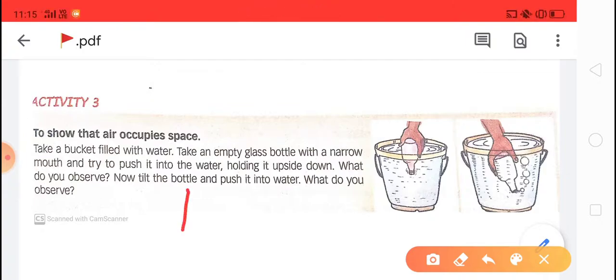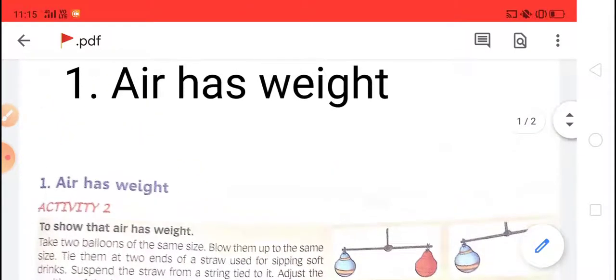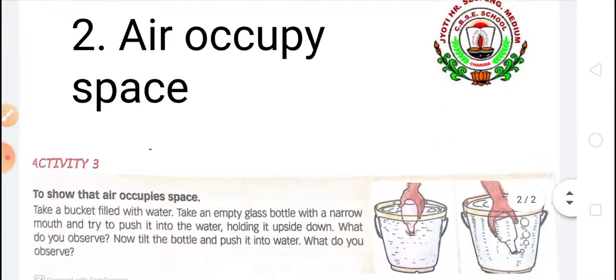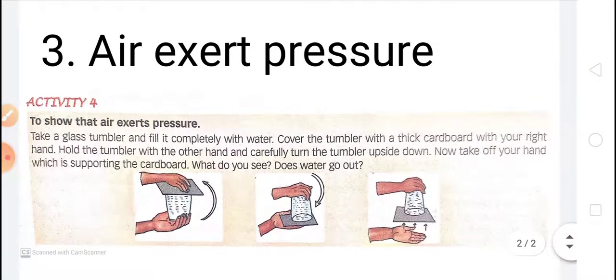So this is the second property of air. The first property is air has weight. Okay, the second property of air is air occupies space, and the third property of air is air exerts pressure. Okay, here also you can do one simple activity to understand how air exerts pressure. Okay, to understand this activity and understand air exerts pressure, we can do one activity here.